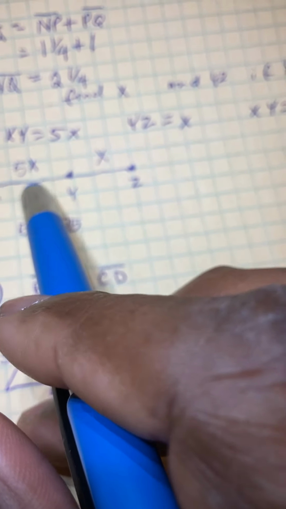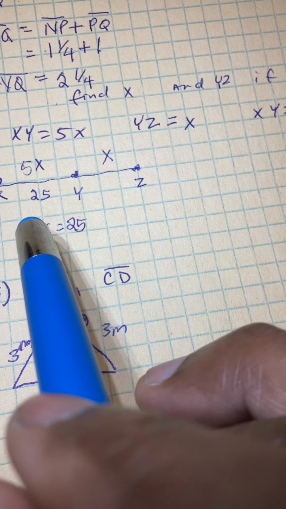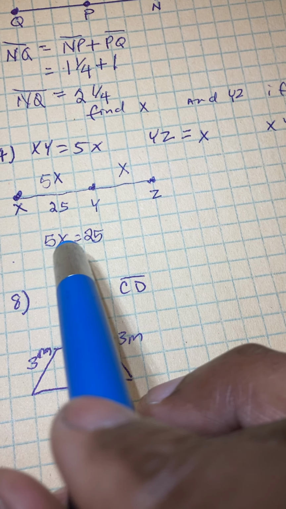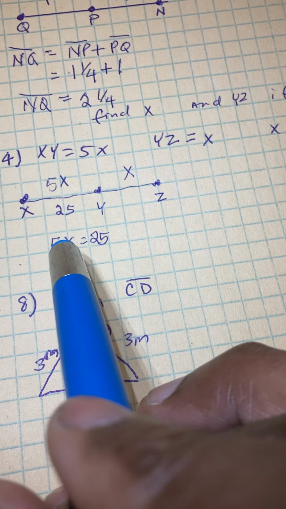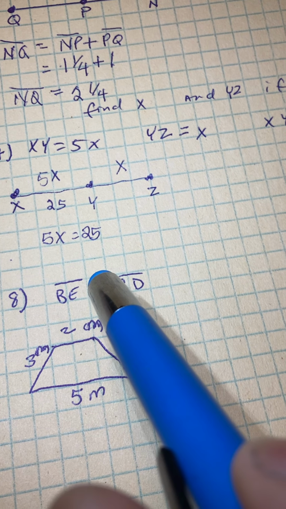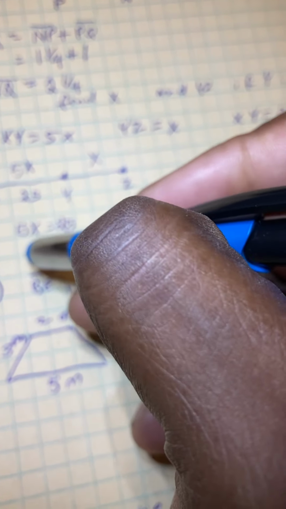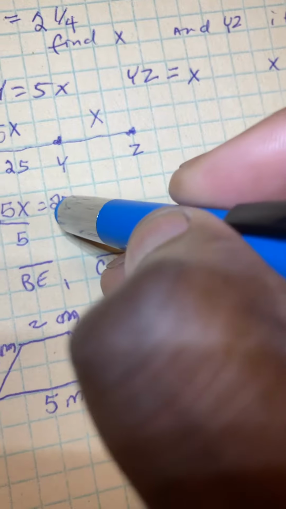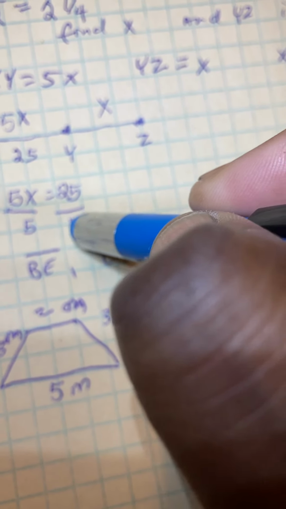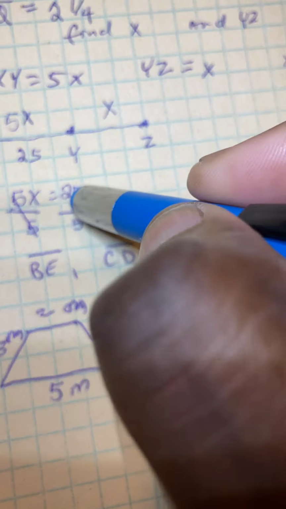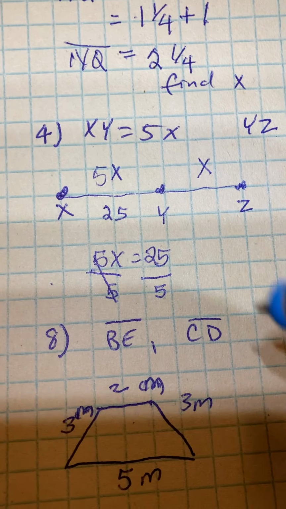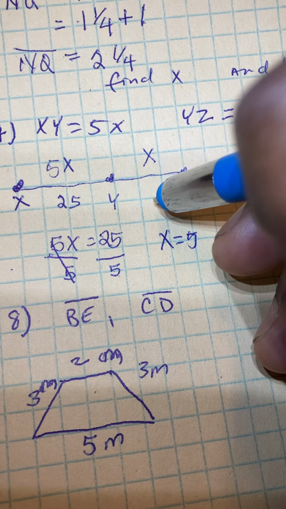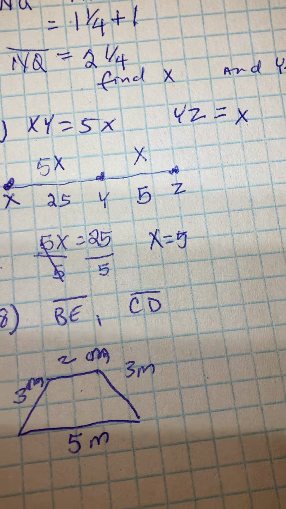So this means that these two are equal. So I set this up algebraically. 5X is equal to 25, right? So let me solve this. What do I have to do in order to solve for X right here? Yes, sir. So divide by 5 on both sides. So 25 divided by 5 is 5. So X is equal to 5. So now I know what the value of this is. This is 5. Okay?